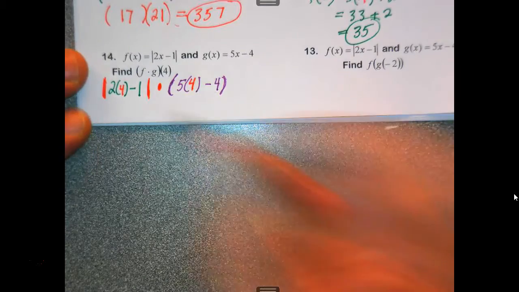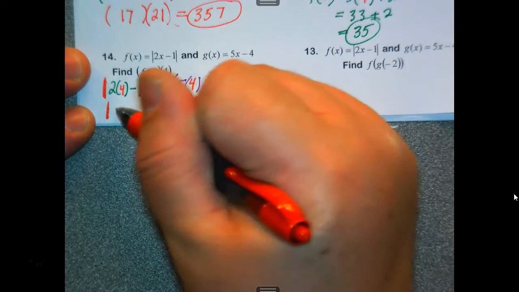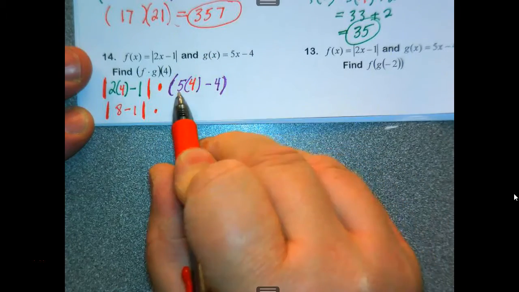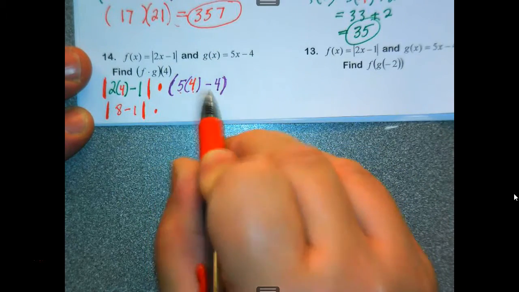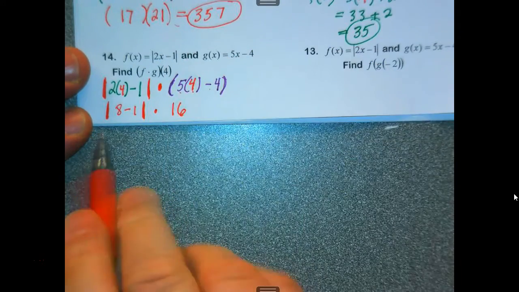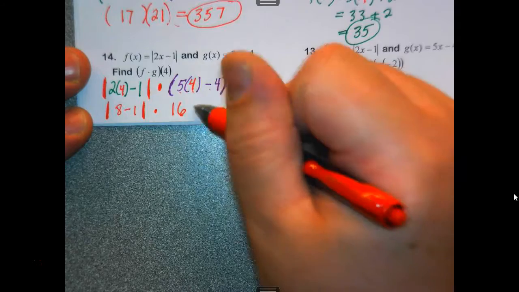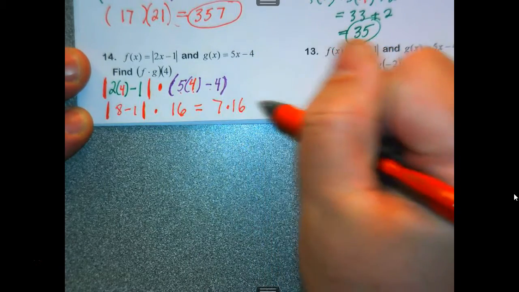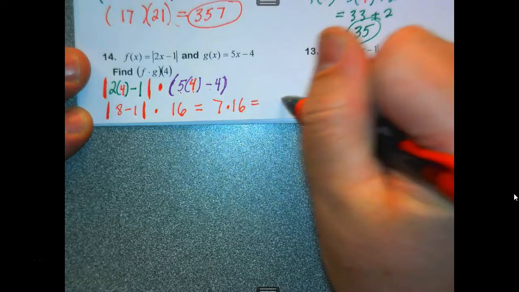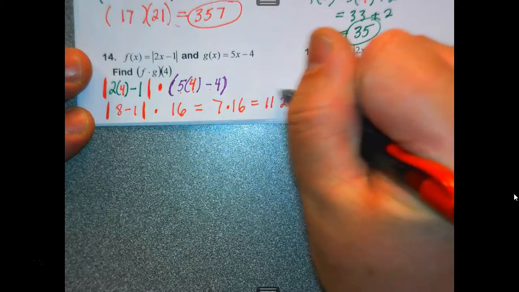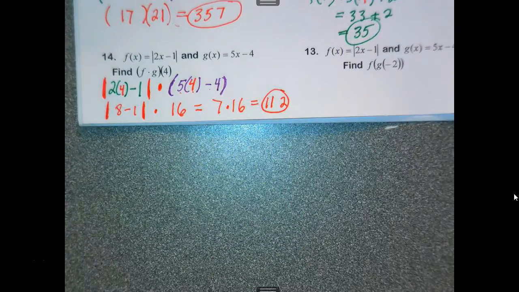Okay, here I get the absolute value of 8 minus 1, times 5 times 4 is 20 minus 4, 16. 8 minus 1 is 7 times 16, which equals 42. 7 plus 4 is 11. 112.